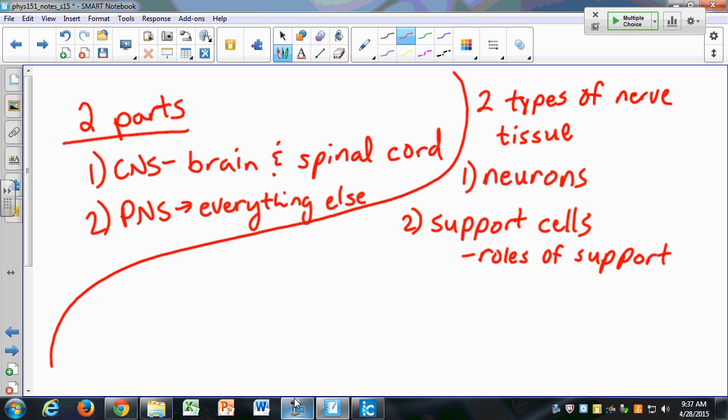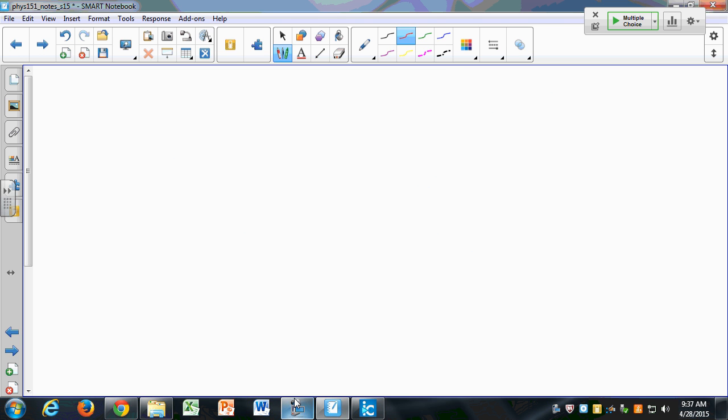Y'all seen neurons before? Some of you have. So the myelin sheath, for example, is one of those support cells. We'll see that as well. But there are other cells in the nervous system that provide some sort of support. So we're just going to look at the neurons because that's where the physics comes in. Though the myelin sheaths, for example, also provide a pretty important role. Let's look at neurons.